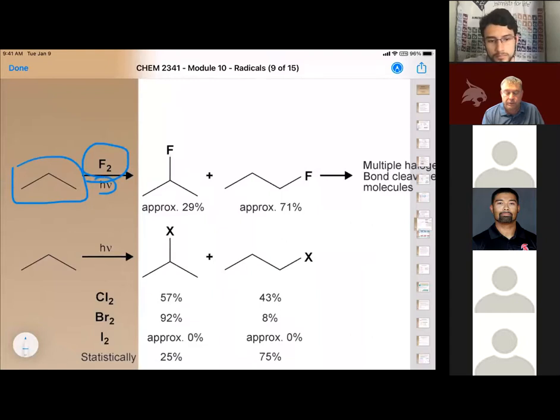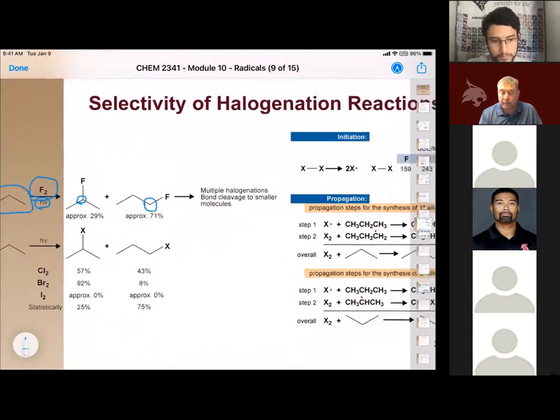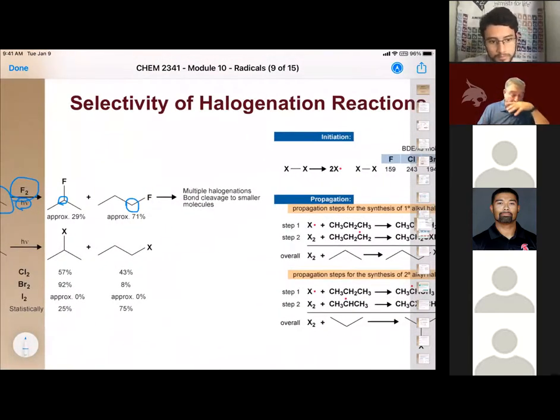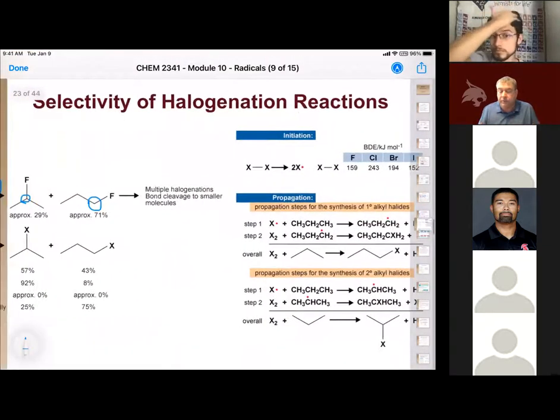If we do this with UV light, we get about 30% of it being the secondary fluorination, and 70% of it being the primary fluorination. Now, if you add more fluorine, it'll produce multiple fluorinated products. That is something we sometimes want, but sometimes don't. Sometimes you want just one equivalent of there.